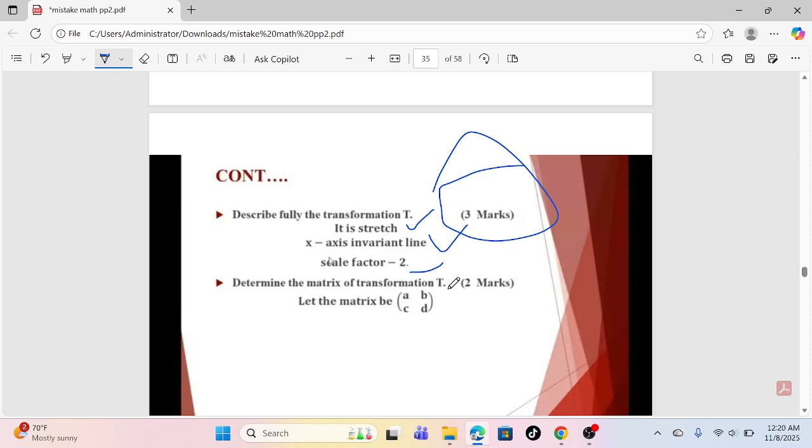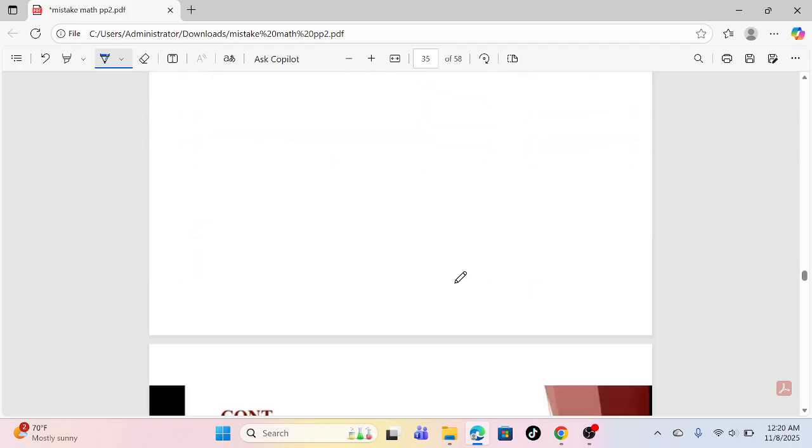Determine the matrix of transformation T. Also ana emerging trend, siku hizi wanakupatia ni wanakuambia nini, utafute the matrix. You have to let the matrix as A, B, C and D.